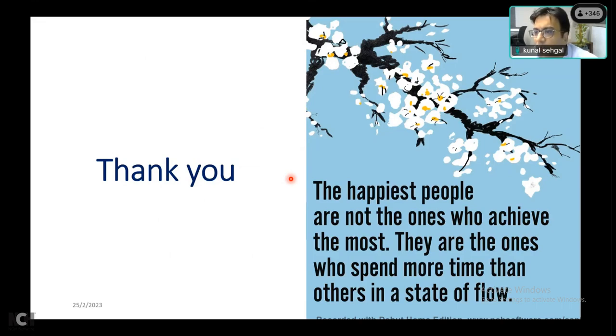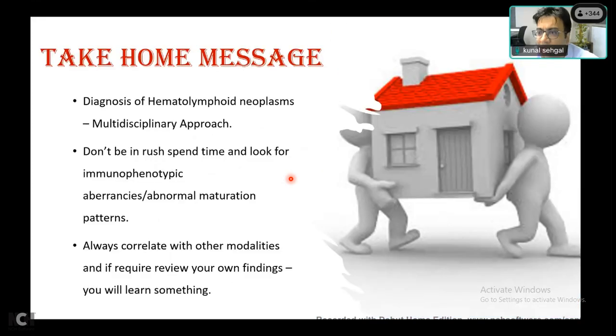Avinash, there are some more questions. What is the phenotype of normal blast in bone marrow? I'll discuss the phenotype of normal blast in the talk ahead. We're not going to the detail of that, but we'll discuss some idea about the same.